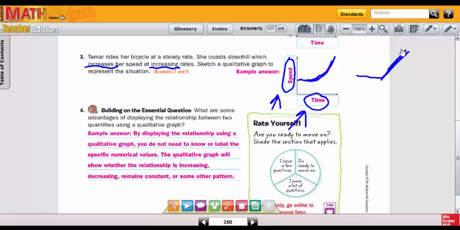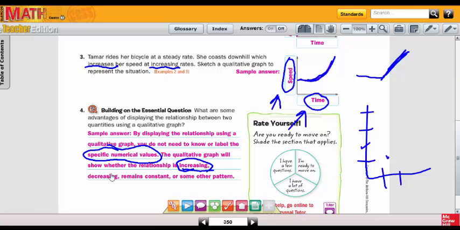Essential question. What are some advantages of displaying the relationship between two quantities using a qualitative graph? Your answer could say something like this. By displaying the relationship using a qualitative graph, you do not need to know or label the specific numerical values. In other words, you don't have to get technical with it and put hash marks and then plot points and get exact points. You can just show it generally. The qualitative graph will show whether the relationship is increasing, and this is what qualitative graphs are all about. Is the relationship increasing, decreasing, remaining constant, or some other pattern? That's the key. Please do independent practice.